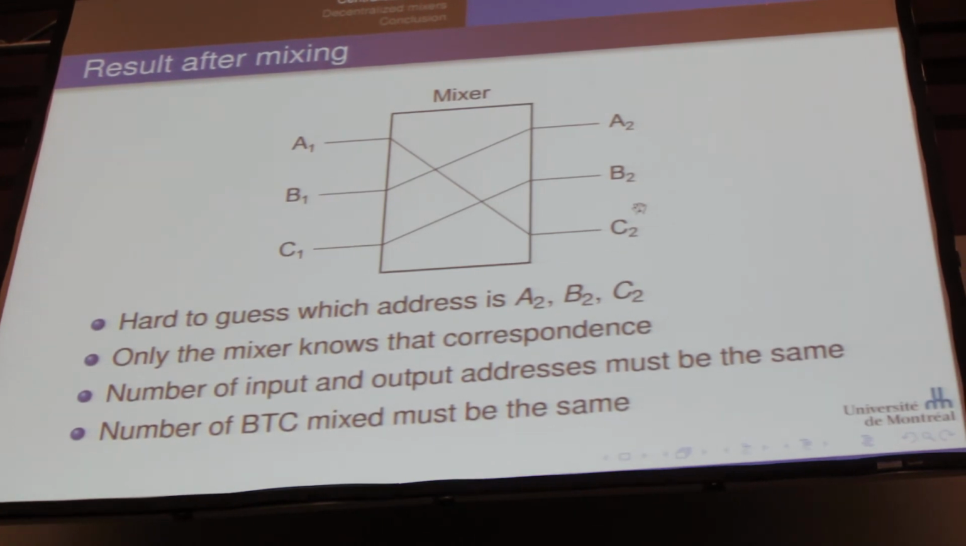The model we're looking at here is a restricted model of the mixer, and it works on the assumptions that the number of input and output addresses must be the same, which is not always the case in real mixers, and also that the number of bitcoins is the same. Now imagine this were not the case: it would be really easy to say Alice is the only one here that has, say, 7 bitcoins as an input.